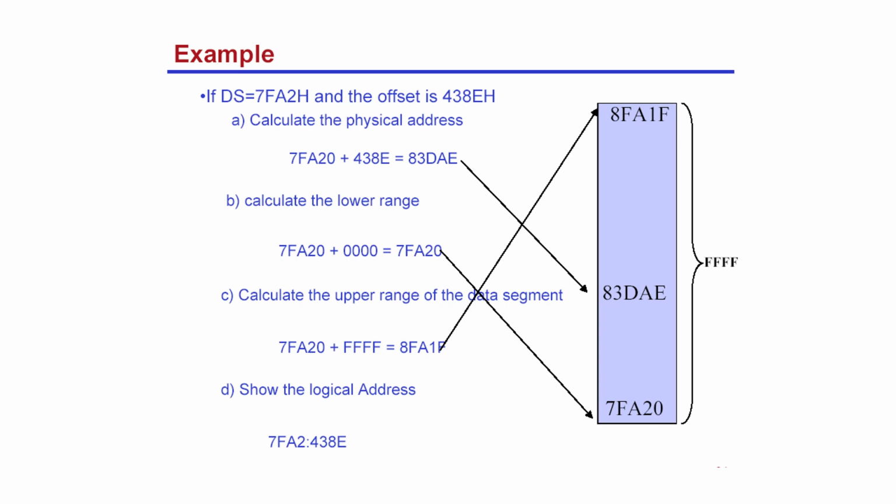In a microprocessor, we can refer to this physical address location as 83DAE, or we can also refer to this physical address as a logical address using this notation: 74A2 colon 4380. 74A2 is the base data segment address, and 4380 is the offset address that we have defined. So this logical address and the physical address are the same, except that the way we represent them is a little different.